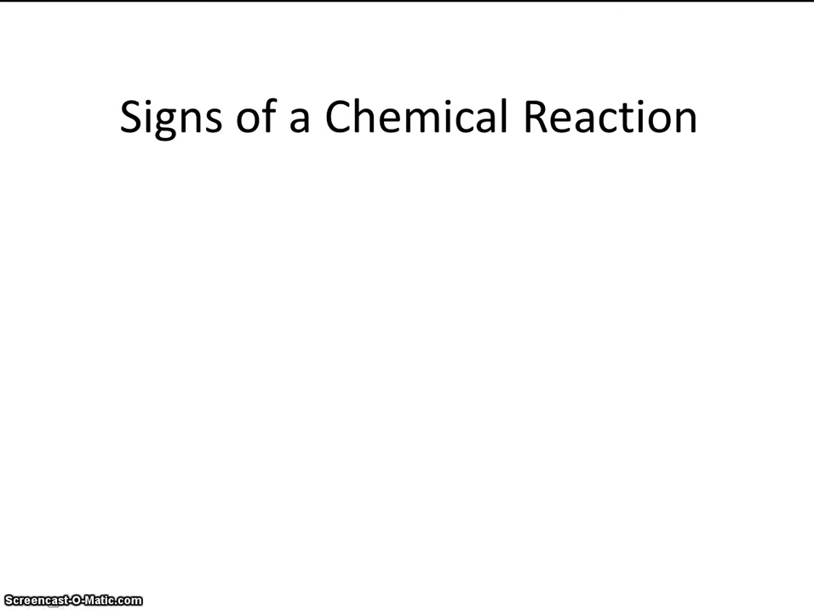In this video, we'll take a very quick look at some signs of a chemical reaction. So we're going to look at 4 of them. The first one is a color change. If you see a color change, that might be an indication that a chemical change has taken place, or a chemical reaction has taken place.